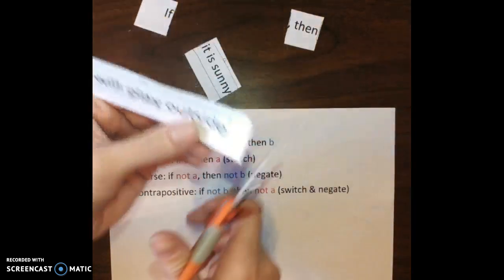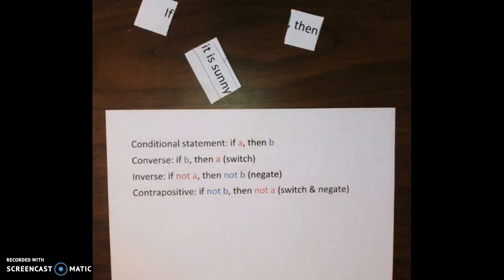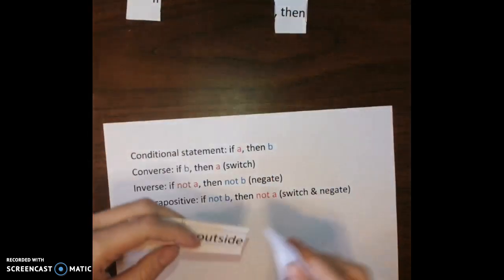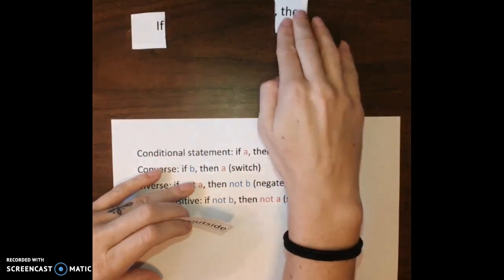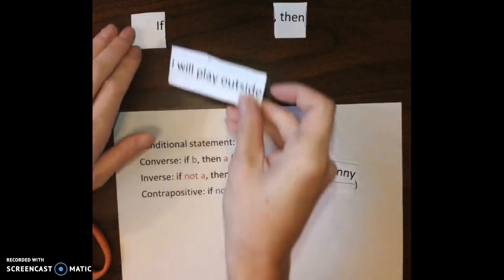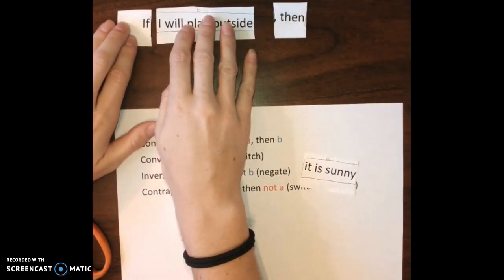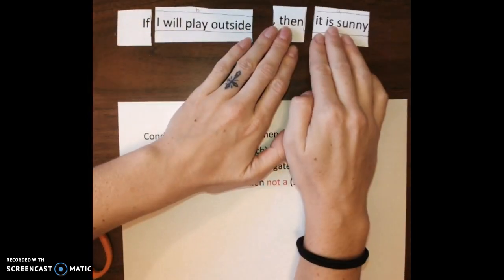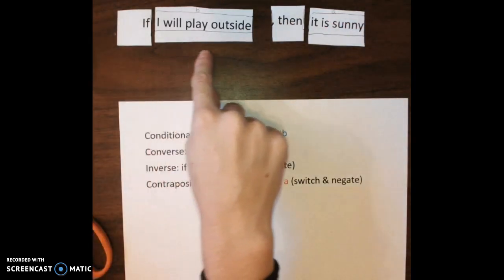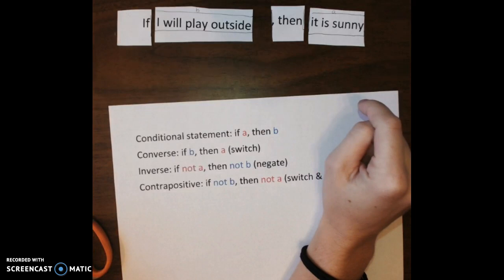All right, so the if and the then are always going to stay, okay? And if I want the converse, notice it says to just switch the order, if B, then A. So I'm literally just going to take my B part and stick it right there, take my A part and stick it right there. So the converse says, if I play outside, then it is sunny.